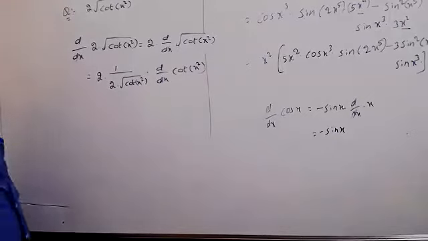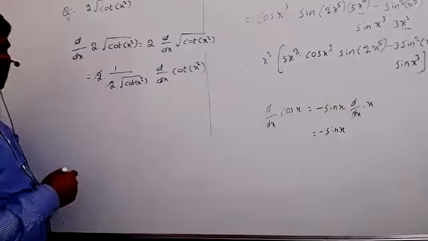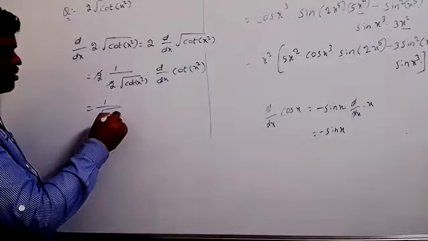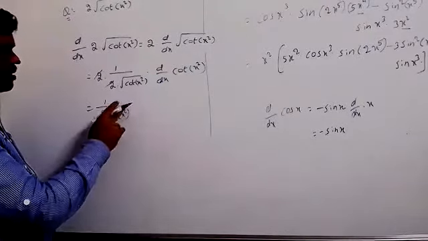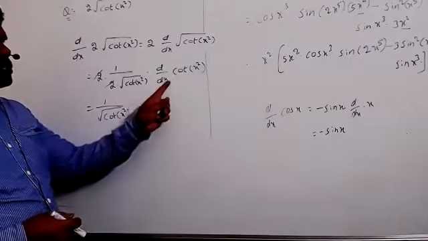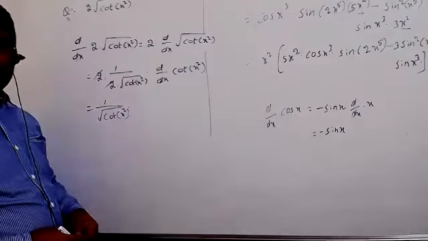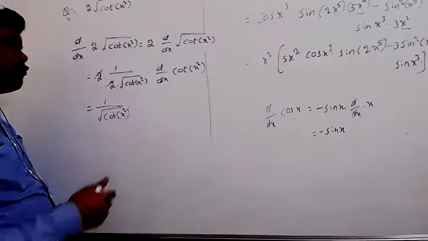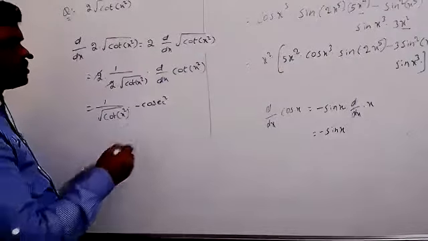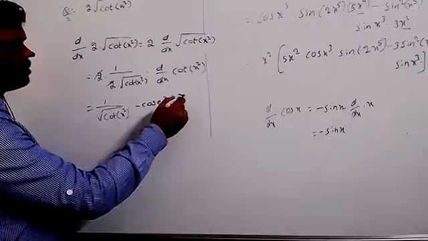Okay. Next one, right? 2 to cancel here now. So 1 by root over cot x square into differentiation of cot x square equal to minus cosecant square x square. Minus cosecant square x square. That's correct.